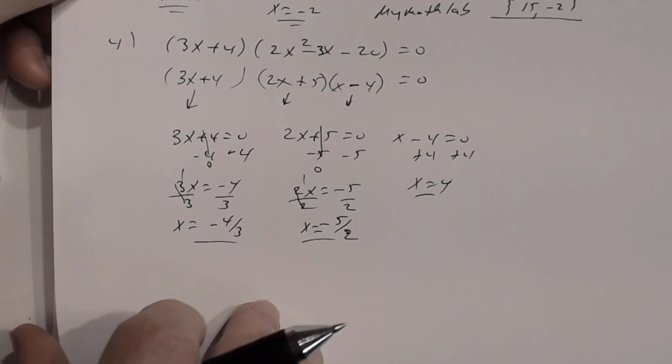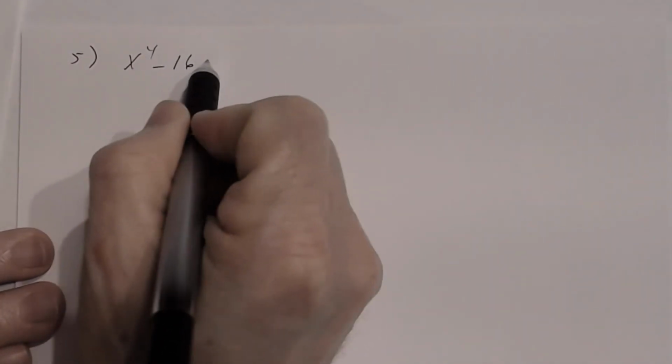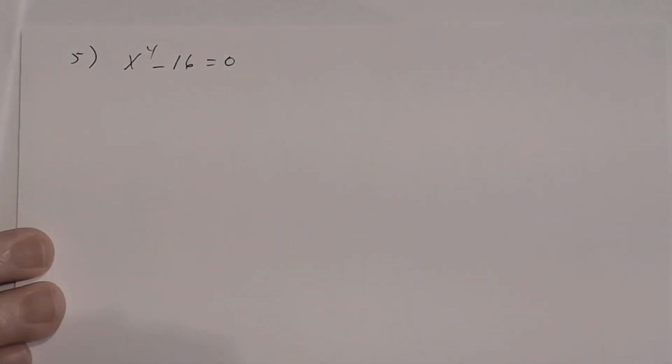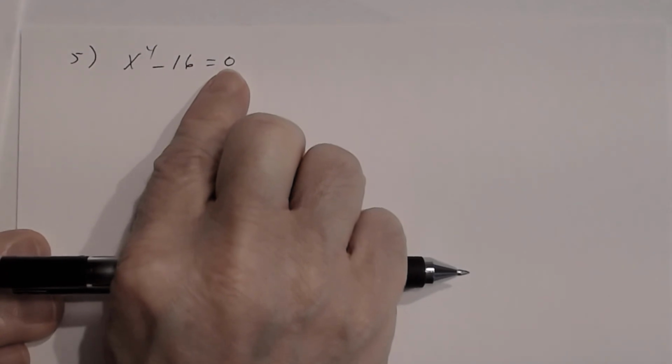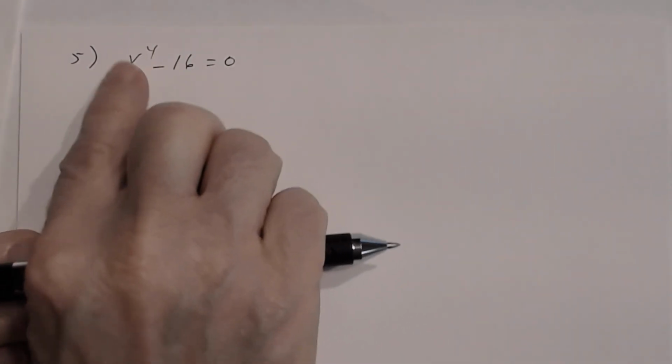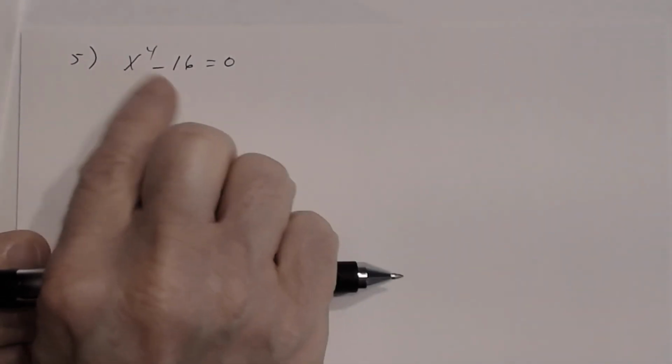Number 5, let's suppose we had this in number 5. Okay, so number 5, we have x to the 4th minus 16 equal 0. Okay, so I need for you to recognize that this polynomial equation, you already have 0 on the other side, okay? But the left-hand side, there are two terms. And I want you to notice that this right here is the difference of two squares.